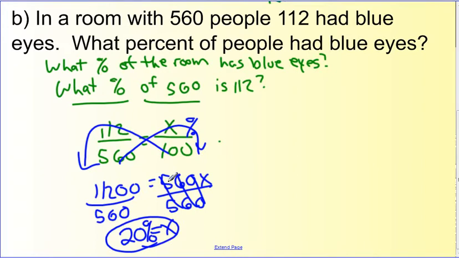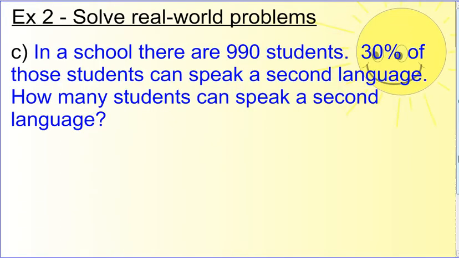Okay. So, we've done two together. I'd like you to do this problem. I'm going to read it to you, and then I'll have you pause the video and try it on your own. It says, in a school there are 990 students. 30% of those students can speak a second language. How many students can speak a second language? Pause the video, work through it. If you need just a little help, play for a couple seconds so you get the step you need, then pause it again and try to do as much as you can on your own.